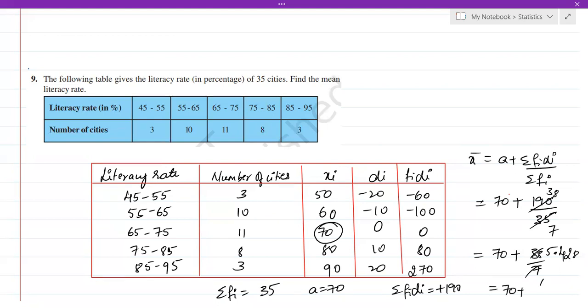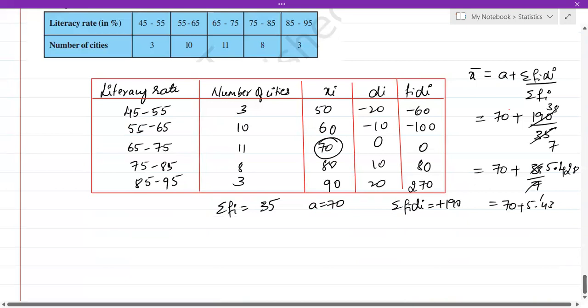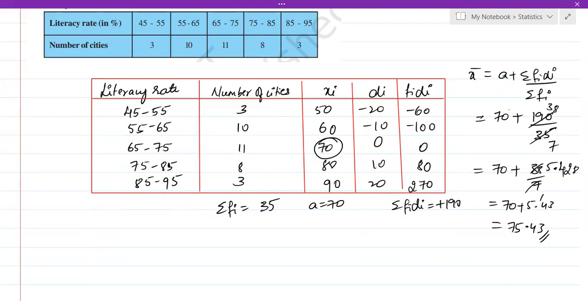Okay, 70 plus 5.43 becomes 75.43. That's the average literacy rate. Okay, so I've just rounded it off to 70 plus 5.43.